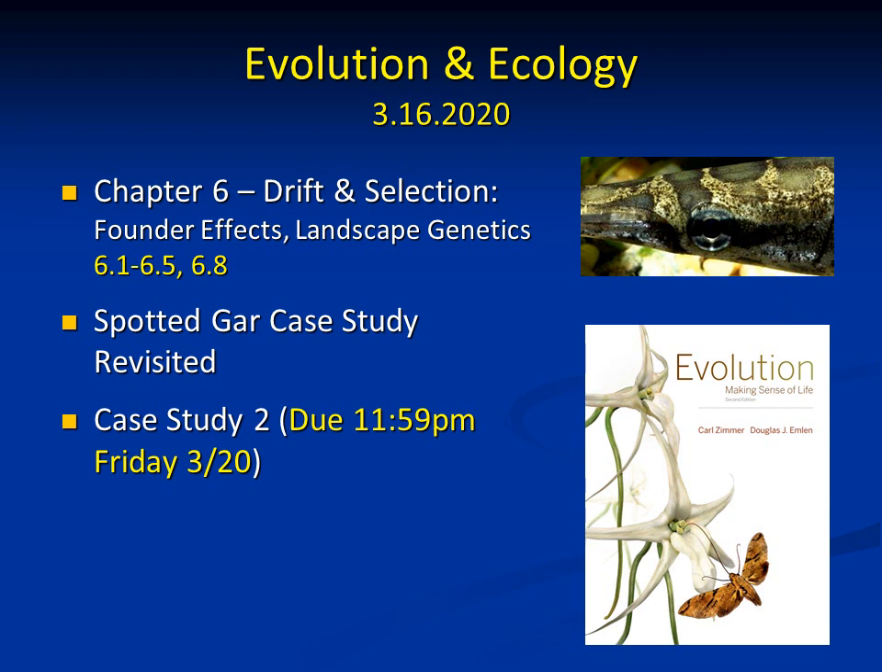So we're going to get back into Chapter 6, looking at drift and selection, focusing on the sections that I've got highlighted here. We'll also be revisiting the spotted gar case study with a different perspective, now thinking a little bit more about drift and selection and landscape genetics. So keep in mind the terms that are going to be on the next couple slides as we revisit that last genetics section of our spotted gar case study.